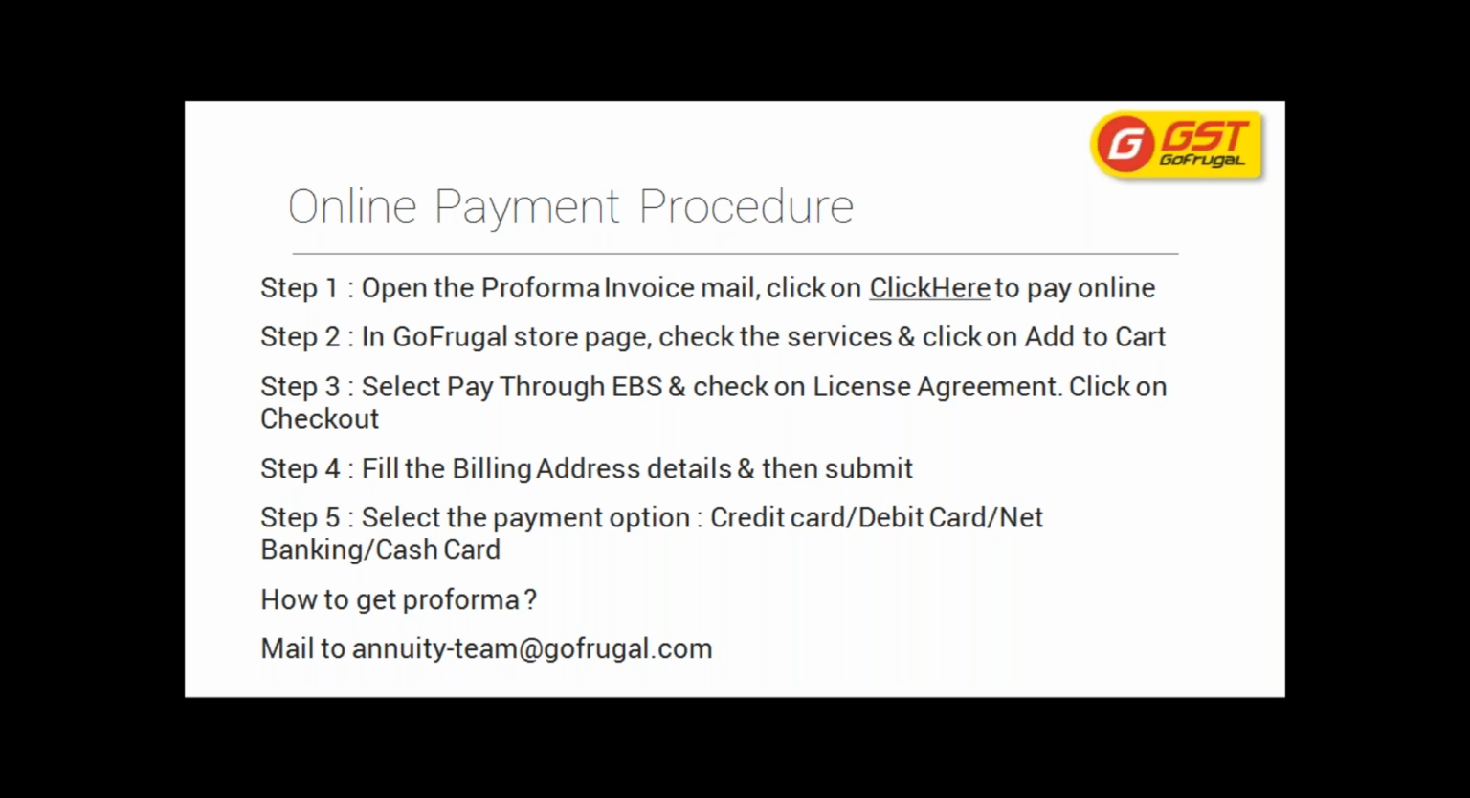Now you might have one more question: how can you get the pro forma? You can just mail us at the below mentioned email address, annuity-team@gofrugal.com. Once we receive your mail, we will send you an automated pro forma invoice. This automated pro forma invoice will be sent to your registered mail address, through which you can complete your payments.